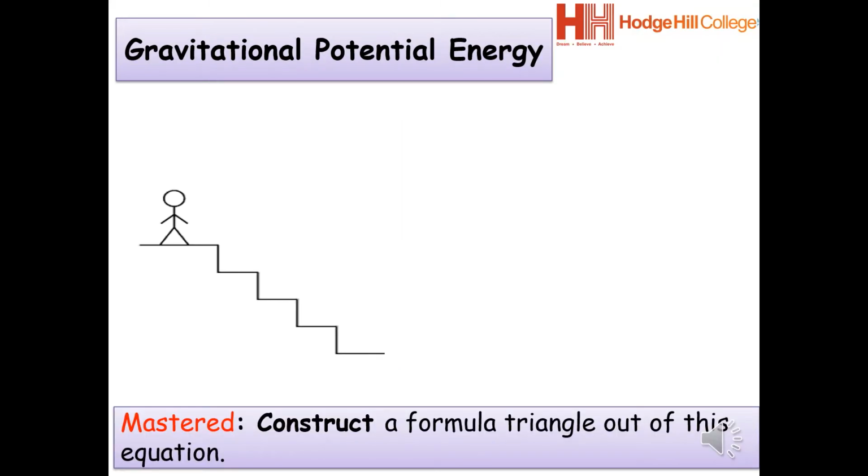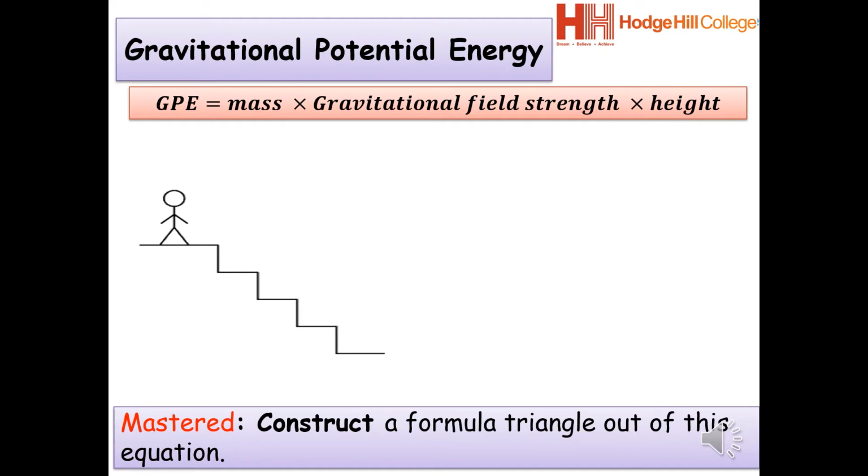Okay, so the first equation we're going to look at then is for calculating gravitational potential energy. So we give gravitational potential energy the symbols GPE and we calculate it by doing a simple equation of mass times gravitational field strength times height. Okay, you don't need to write any of this down at the moment. I'm just going through the equation. I will give you some time in a minute. I'll ask you to pause the video and for you to construct a formula triangle using the equation and the information that I'm about to give you.